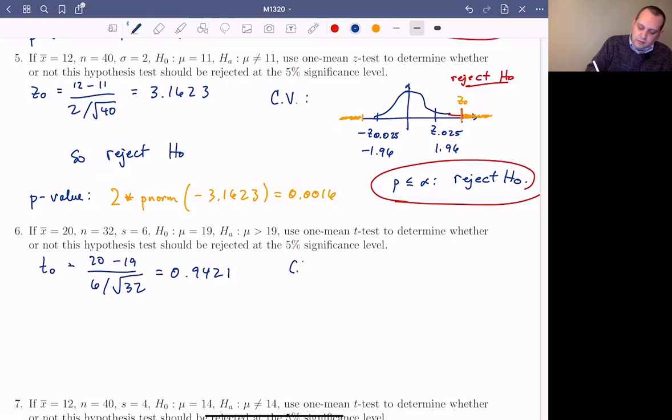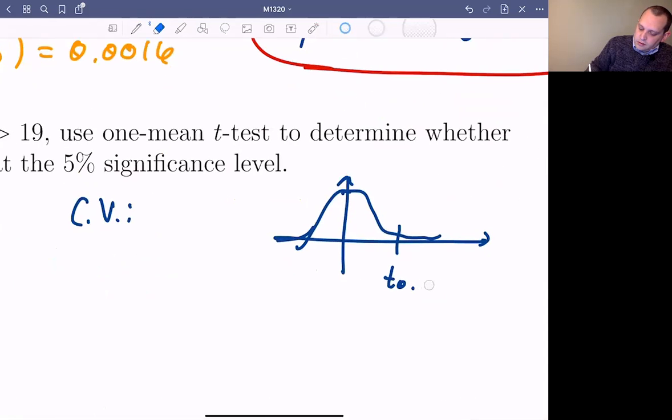For the critical value, this is going to be a right-tailed test. This is the t-distribution, and we're going to run a 5% significance level test for a right-tailed test. So that means we're going to look for t sub 0.05, where we have 31 degrees of freedom, because we had 32 data points.